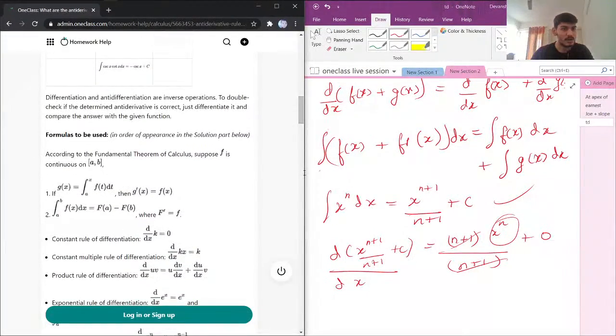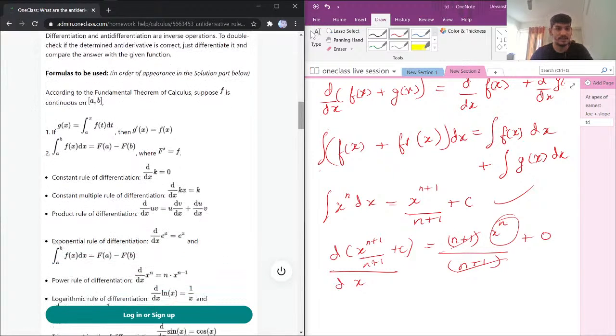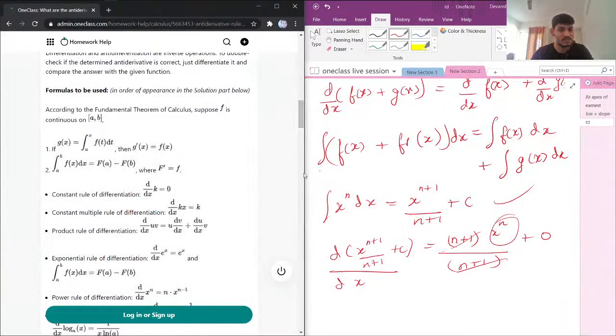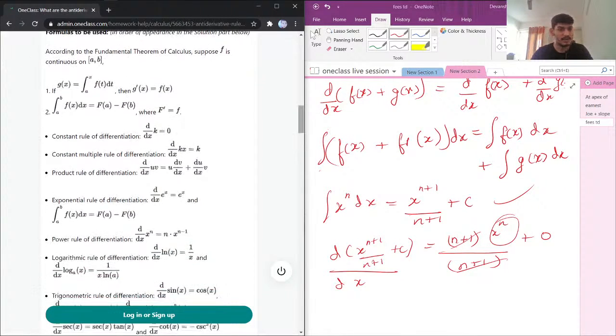So we'll go down. Differentiation and anti-differentiation are inverse operations. To double check if the determined antiderivative is correct, just differentiate. So we did that. So g of x, then g prime of x equals f of x.